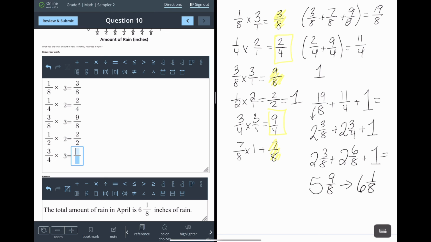I know you can do this math. I know you can do this problem. So keep going. But if you feel like you need a small break, that's okay. Take a break.